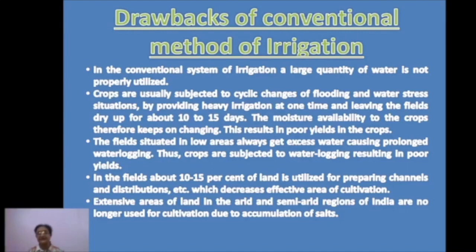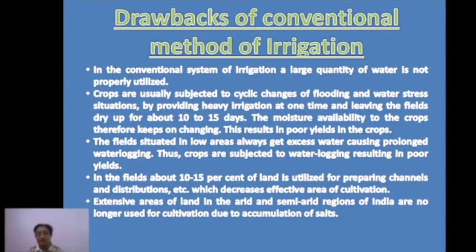Then, in the fields, about 10 to 15% of the land is utilized for preparing channels and distributions, which decreases the effective use of the area of cultivation. Suppose we have to provide water from one part to the different parts of the field. So for that we need to make certain channels to carry water, and these channels occupy certain area also.